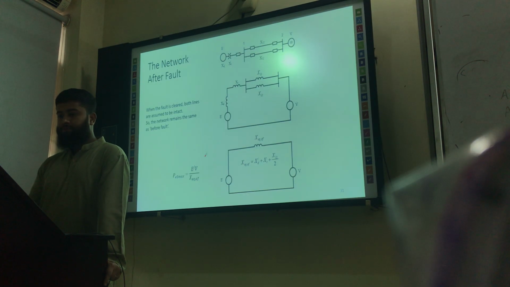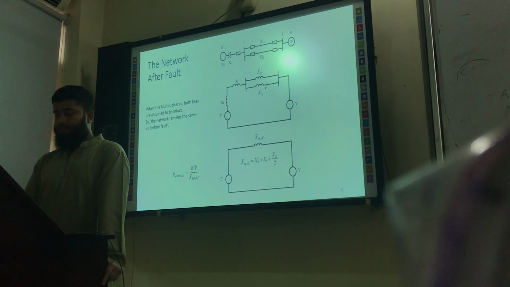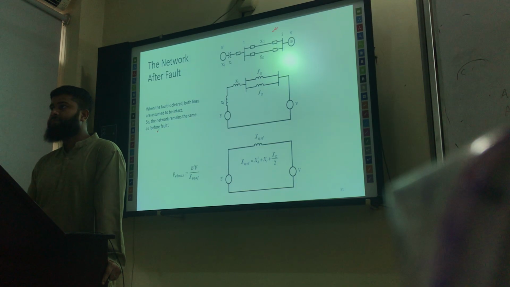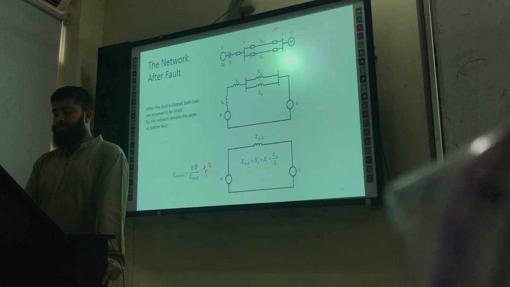Then the network after fault. So for the network after fault, we have some assumption. What is that? When the fault is clear, both lines are assumed to be intact. So it will be like before. So the network remains the same as before fault. So this is exactly the same as before fault. So we will have some non-zero value of power flow. That is this. It is exactly the same as before fault.